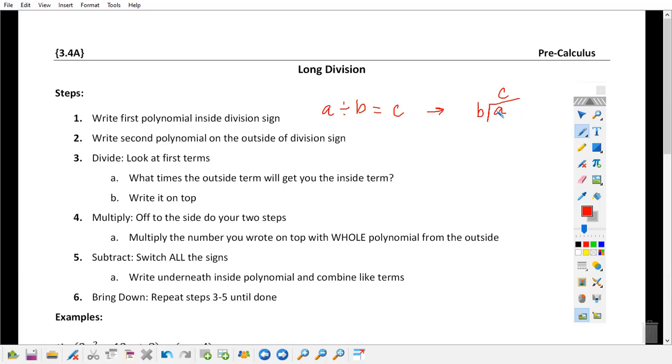I forgot my little tail here. Don't. There's not a tail on there. No. There we go. Tail is for square root. I was like, why am I putting a tail?